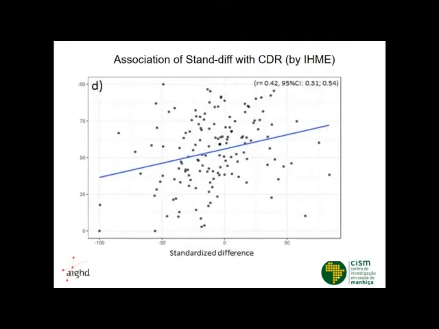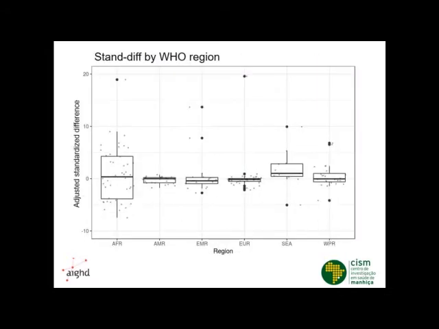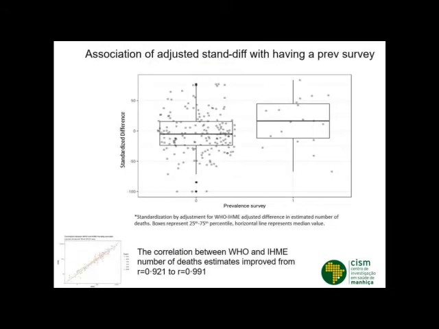We estimated case detection rate with IHME figures that was not given, and we also found an association between the standardized difference and the magnitude of the difference in TB mortality estimates. We didn't observe a great difference depending on the WHO region. And we did observe a difference depending on whether the country had a prevalence survey from 2008 to 2015. We saw that the mean average was higher among those who had a prevalence survey, so WHO estimated higher deaths than among those who didn't have a prevalence survey.